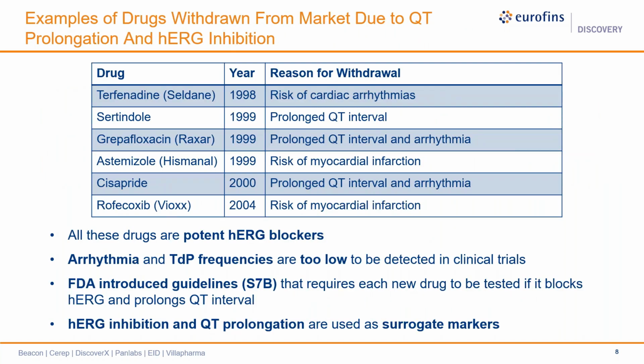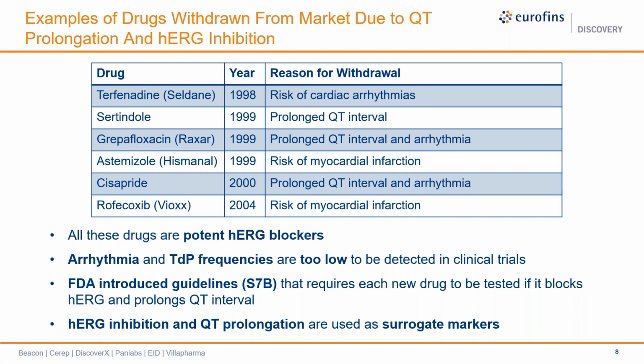The importance of the hERG channel for cardiac function was noticed in the late 90s and early 2000s because patients who were taking these drugs suffered from cardiac arrhythmias and other cardiac problems. And what was realized later on was that all of these drugs are potent hERG blockers. And the reason why these drugs were released to the market was because arrhythmia and TDP frequencies are too low to be detected in clinical trials.